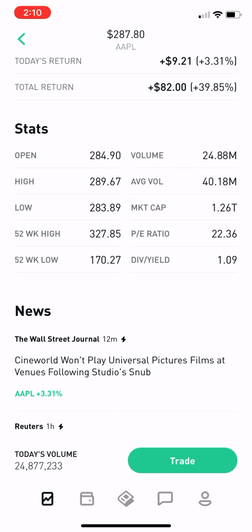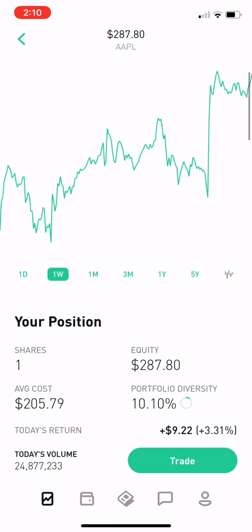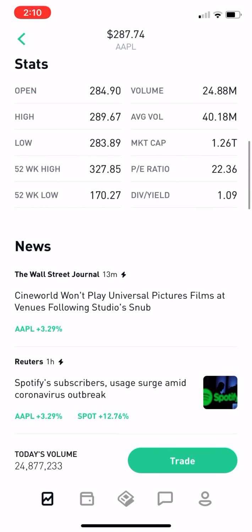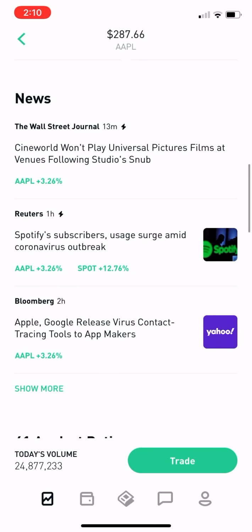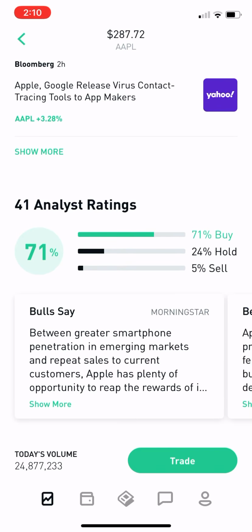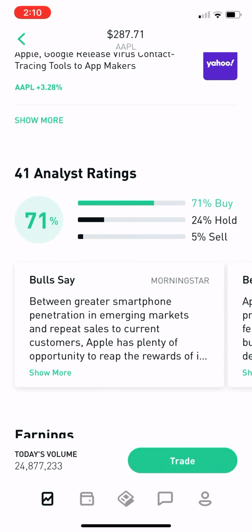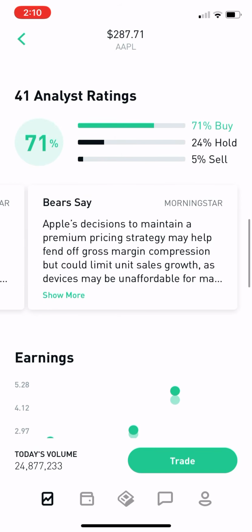So that's basically how you can see the stats on the Robinhood app for any stock you're looking to invest in. I'm going to go along this column and show you briefly what other things Robinhood shows you about stocks, including the news. You can read a bunch of news about the stock. You can see analyst ratings for it, if analysts are saying that it's a good buy or a good sell, which you should definitely not solely go off of.